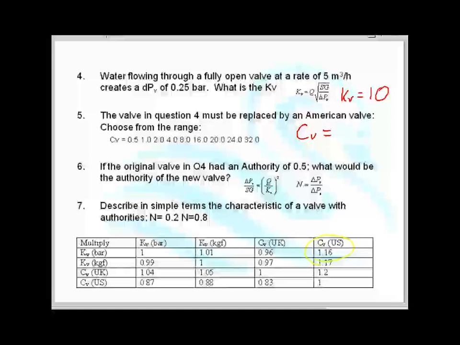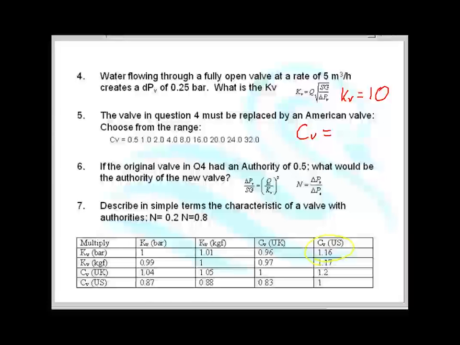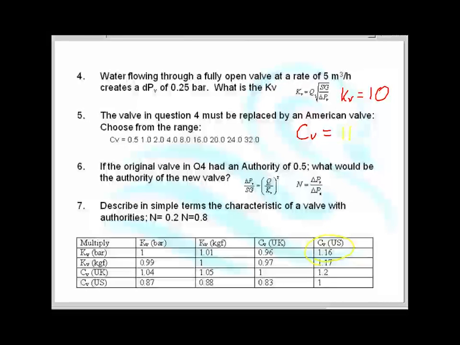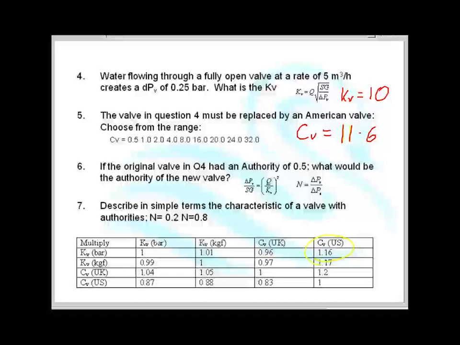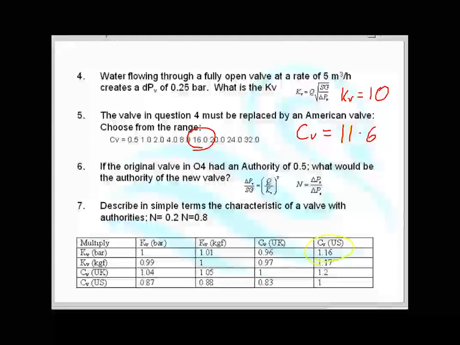Have another look at that, Matt. Oh, I see what you mean. Yes, you're right. The CV is 11.6. So yes, the valve we will buy will be the 16.